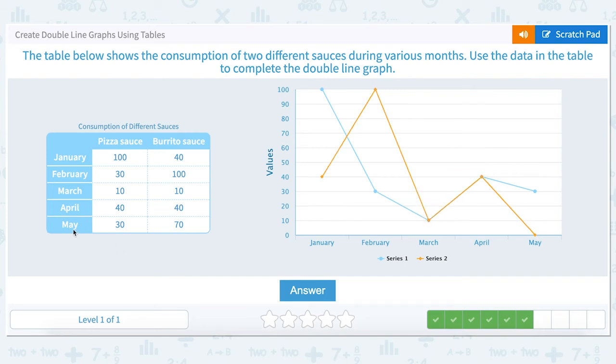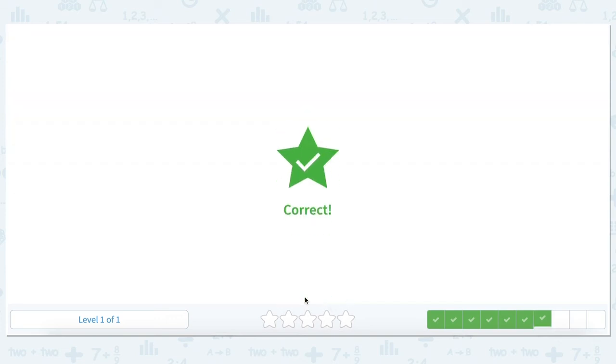And lastly, in May, we have 70 units of burrito sauce. Let's go to May, travel up the y-axis until we reach 70, and plot a point. We have answered the question.